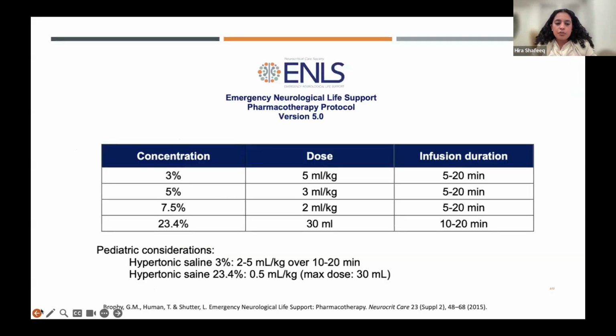I wanted to provide the emergency neurological life support pharmacotherapy chapter as a reference. It's a great resource for anyone to have. It talks about the different concentrations that are available and how to start. Again, you can start anywhere from 2 to 5 milliliters per kilogram, but that's just how you start, and you move forward with that. I don't personally deal with any of the pediatric patients, but I do have the pediatric considerations included in this slide.